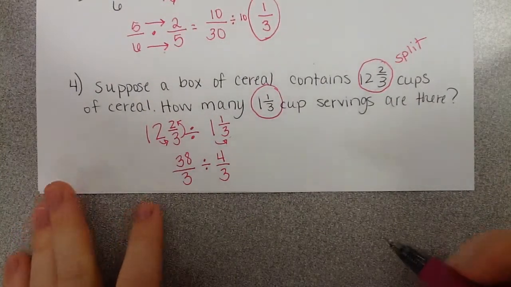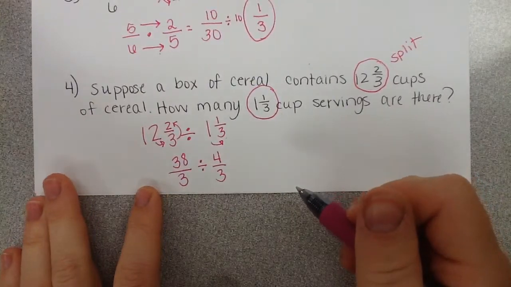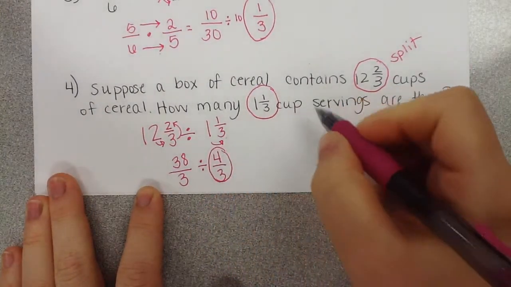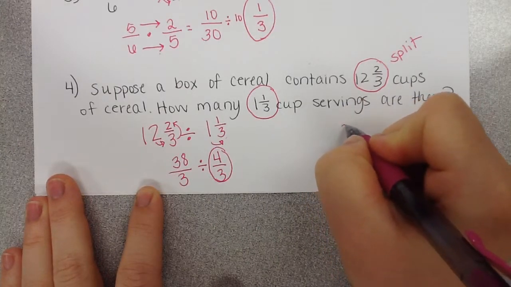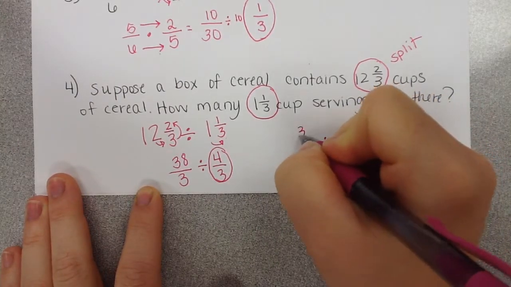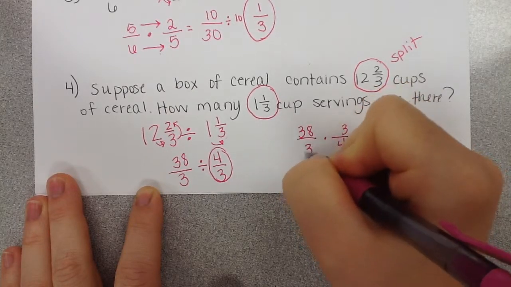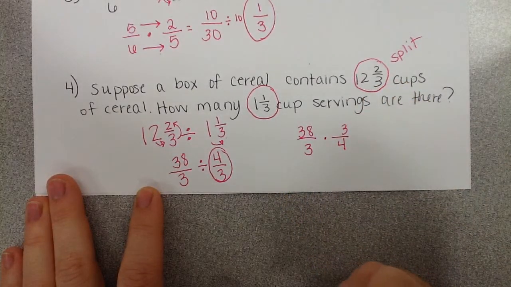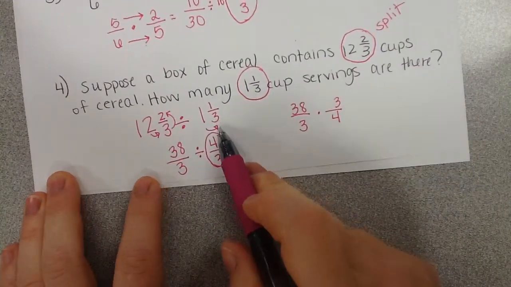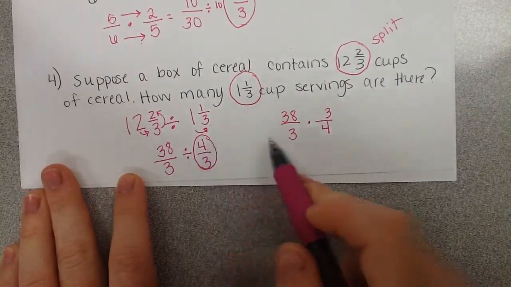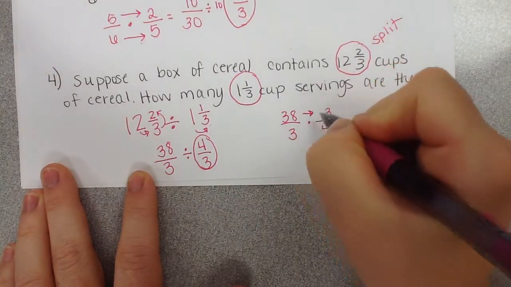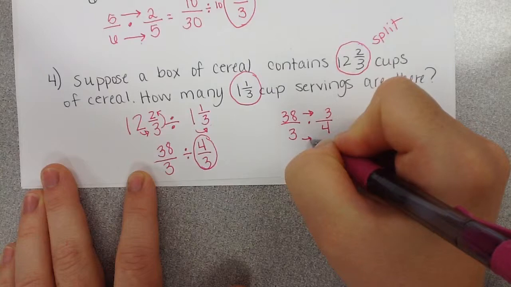Let's see how you did. Dividing fractions. Flip the second, so 4/3 becomes 3/4, and multiply 38/3. So I'm going to flip the second. I made them improper first so I could flip it easily. Now how do we multiply fractions? Straight across the top. Straight across the bottom.